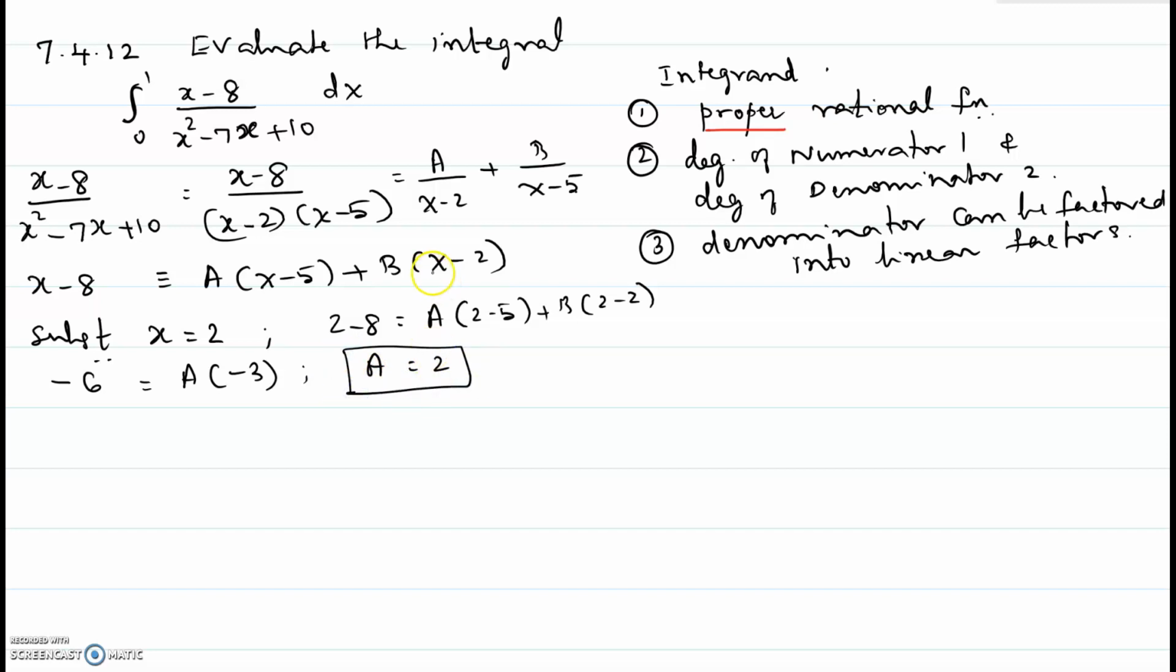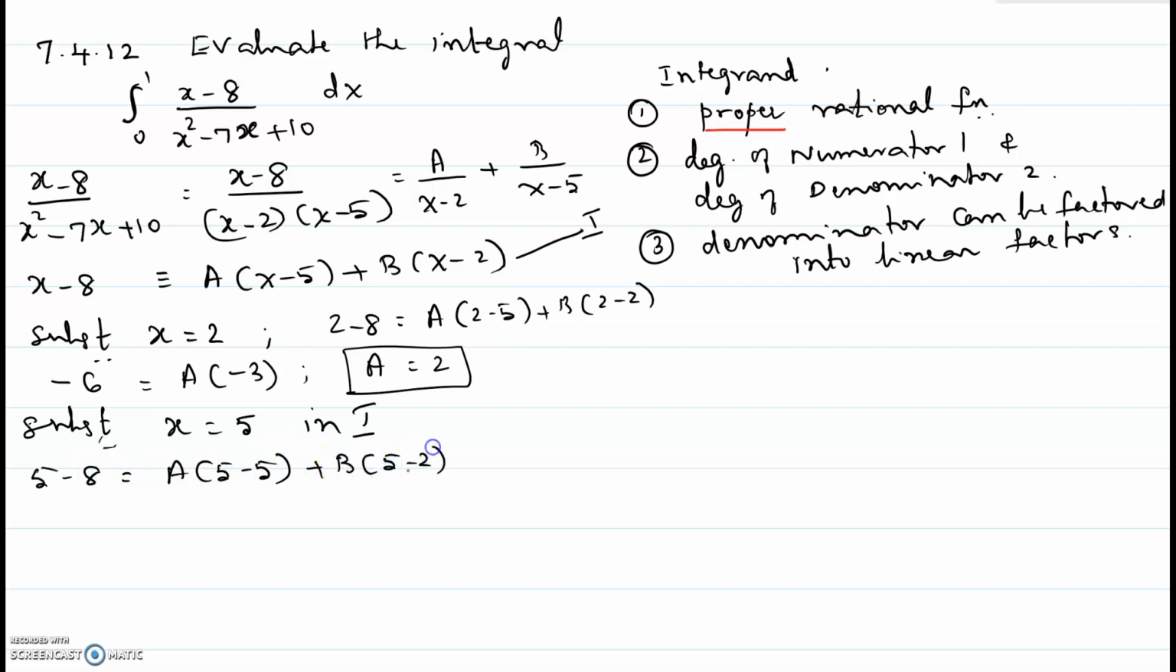Now we want to eliminate A. So plug in x equal to 5. So substitute x equal to 5 in this relation 1. So we get 5 minus 8 equal to A times (5 minus 5) plus B times (5 minus 2). So negative 3 equal to B times 3, or B is negative 1. So we got the values of A and B.